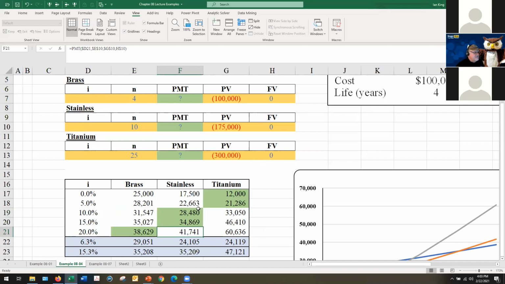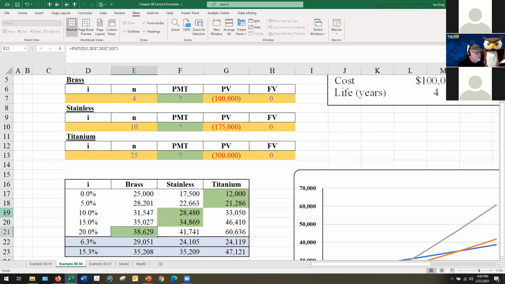Well, between 0 and 5%, titanium has the smaller cost. Then between 10 and 15%, okay, is it exactly 10? No, we know from the earlier problem it's actually 6.3%, not 5. But somewhere between 5 and 10%, which one is the cheapest? It switches, and then it's stainless.